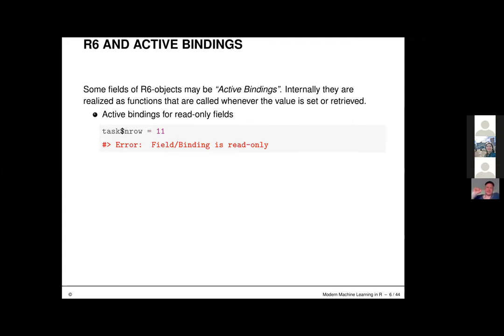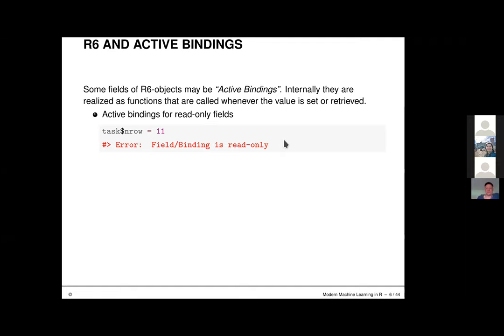There's another thing: so-called active bindings, which are supported. These fields can be just a value, an object itself, an R object, but you can also use a function, which is then called automatically. For example, if you take the field nRow, which is actually an active binding, and you assign something, you get an error.